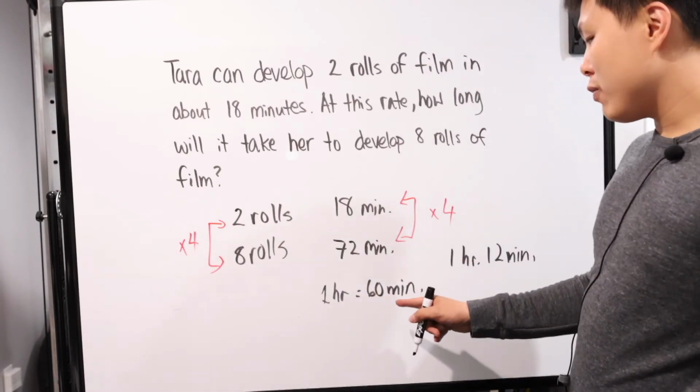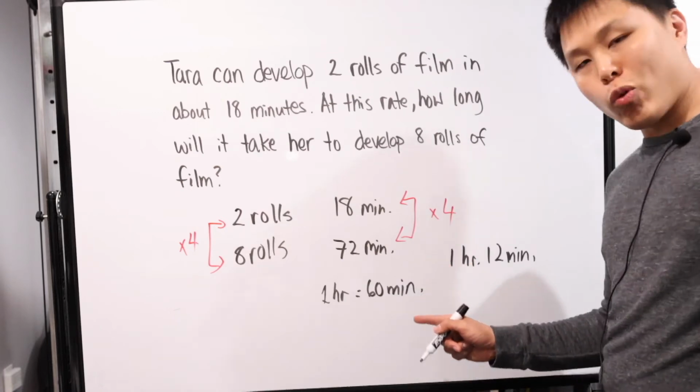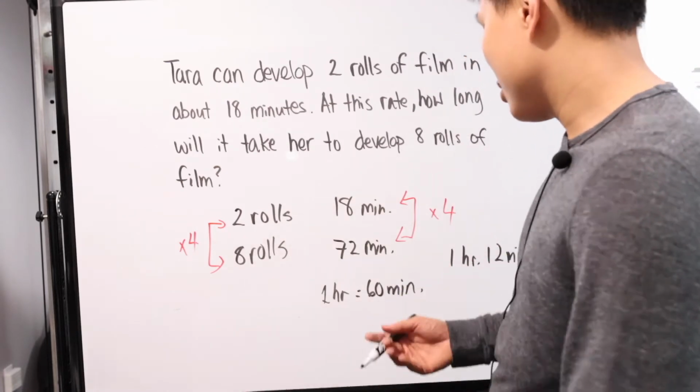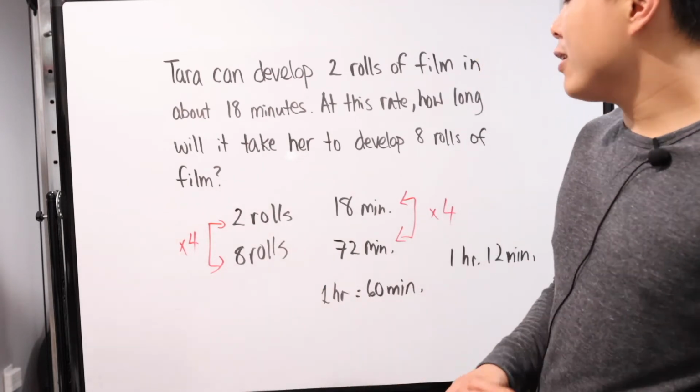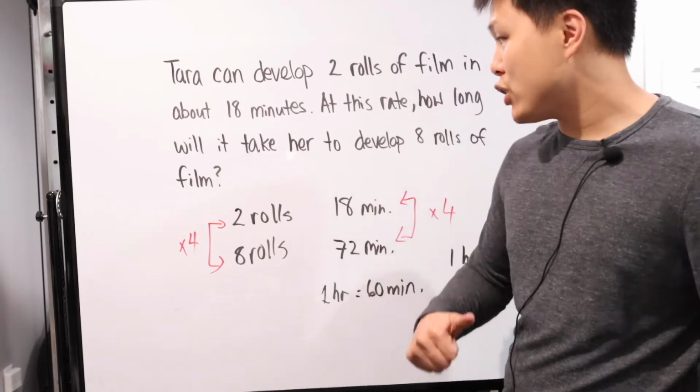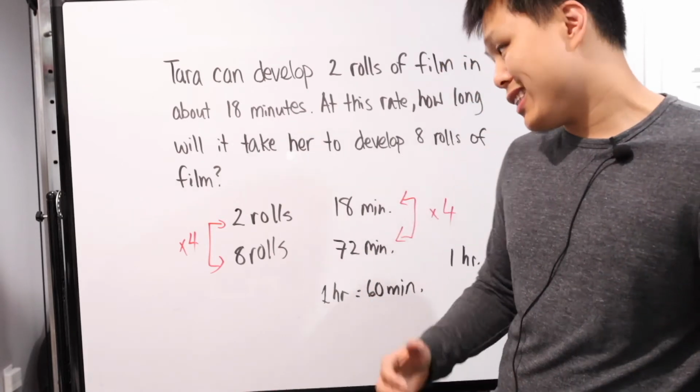This is how you would solve it. 72 minutes, and then if they want you to convert it, 1 hour and 12 minutes. If they want it in decimal, go with that, but most likely they won't. So notice that the structure overall is the same. It's just another variation of your ratio rate problem. Doesn't get any more complicated than that.